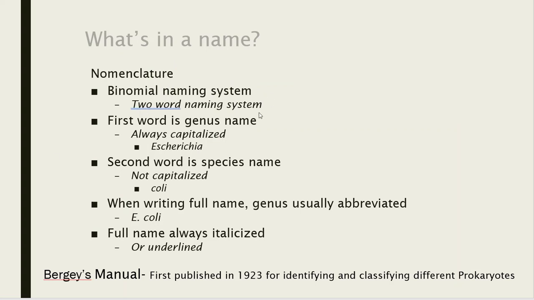So the binomial name, which we've already talked about, so for us it's Homo. You capitalize the first letter, and sapiens, the S is not capitalized.